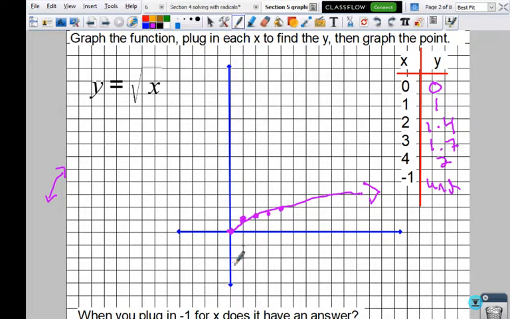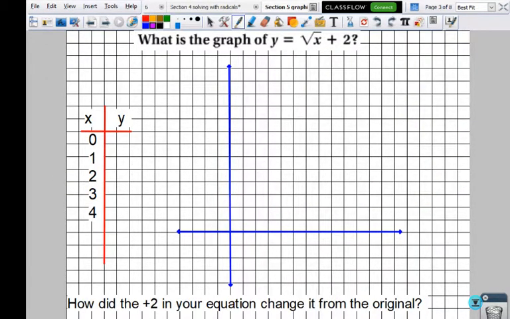So, whenever we plugged in a negative, we got an undefined. Alright. Well, let's graph another one. So I'm going to graph y equals the square root of x plus 2. And it's going to be basically the same thing. But in Desmos here, instead of square root of x, I'm going to have square root of x and then plus 2.